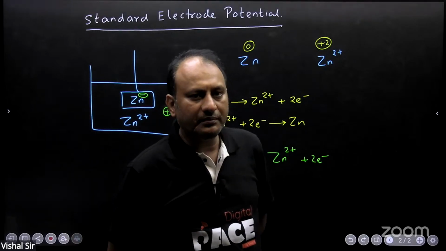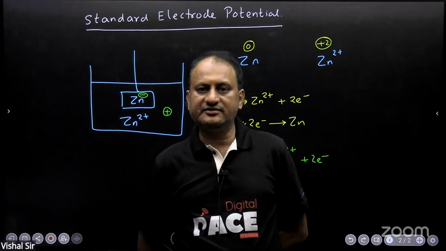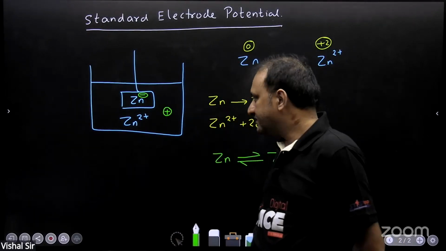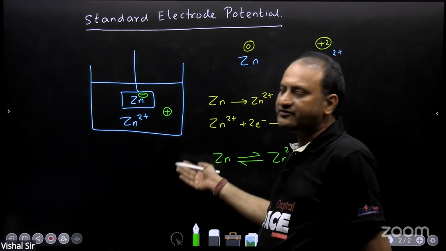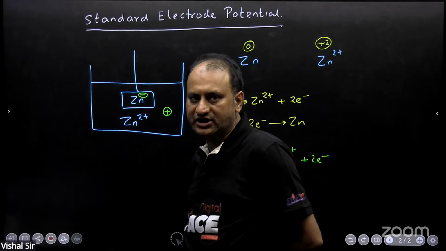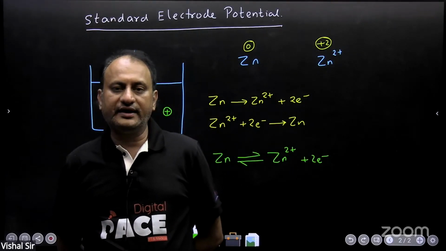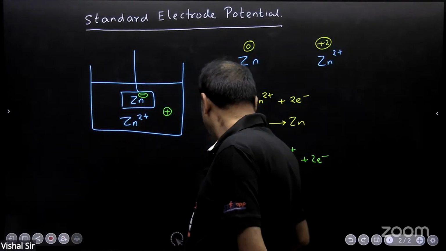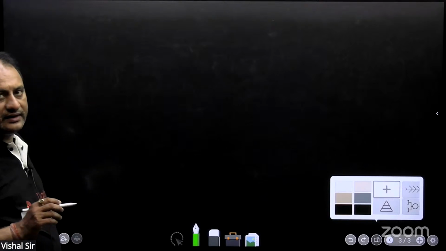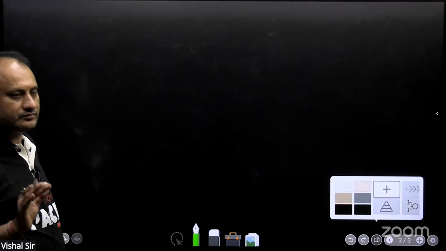Now, how do we measure electrode potential? See, electrode potential is measured with respect to standard hydrogen electrode. Means we connect any half cell to a hydrogen half cell, and then when we measure the potential of that galvanic cell, that will give us the potential of that half cell, because for hydrogen half cell, by convention we define the electrode potential of hydrogen half cell to be 0.